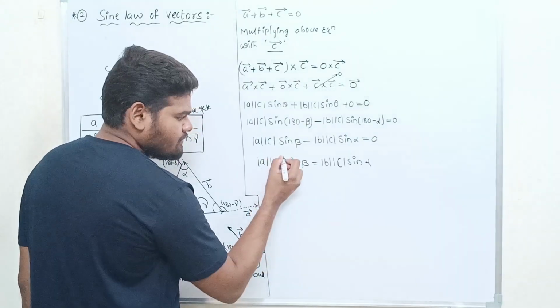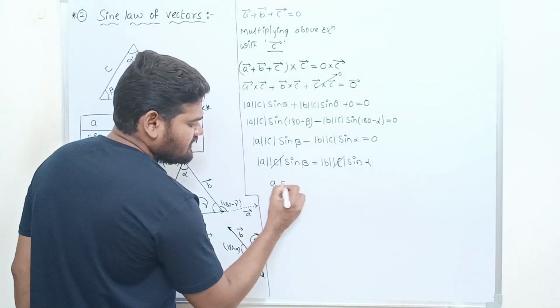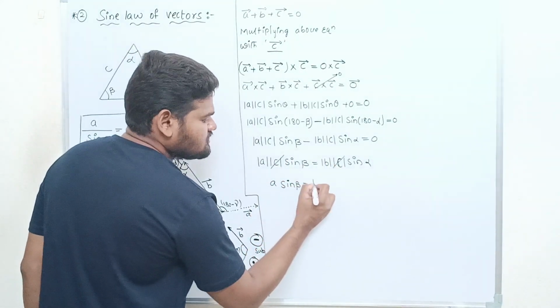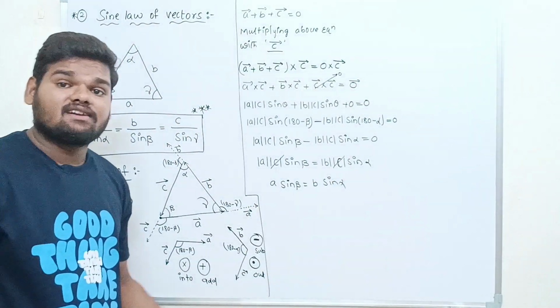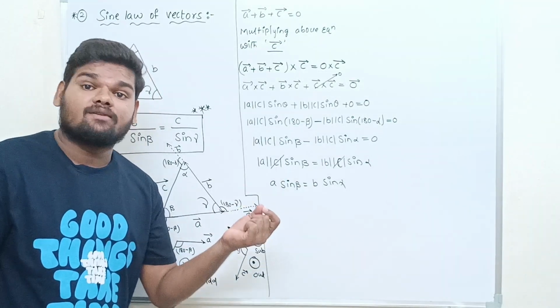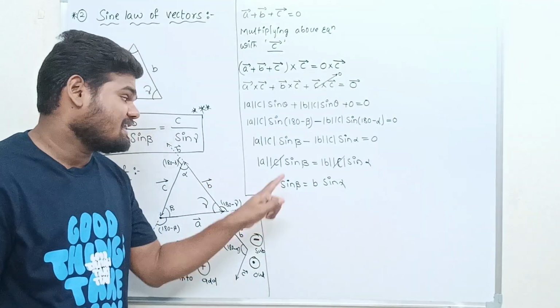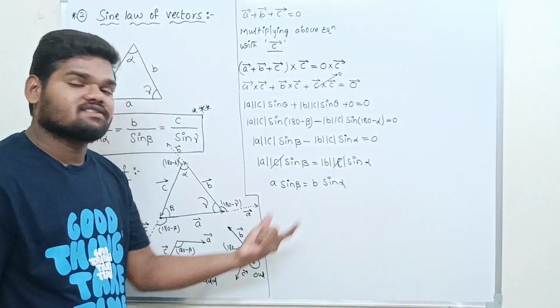So have a look. Here magnitude of C is there, here magnitude of C is there, so C gets cancelled out. So A into sine beta is equal to B into sine alpha. So this is a plus term. Whether the plus term is in magnitude, it becomes plus only. Only if any negative term is there, it becomes positive. So in a magnitude, A is positive, then it becomes a positive value itself.